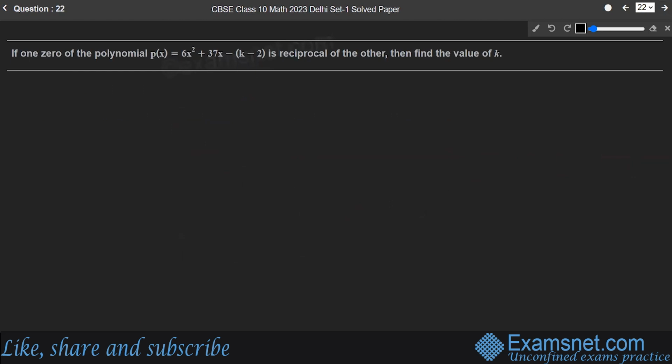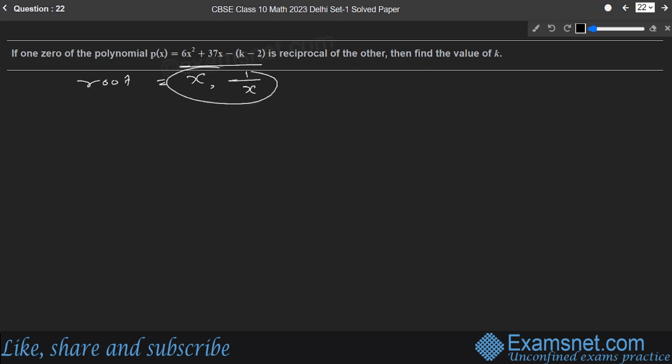Now, the next question is: one root of the polynomial 6x square plus 37x minus k minus 2 is the reciprocal of the other. Then find the value of k. Okay, so as they say, one root is reciprocal of other. So let's say the roots are, first root is x and the other root is 1 by x. Let's say these are the two roots that we have there, x and 1 by x.